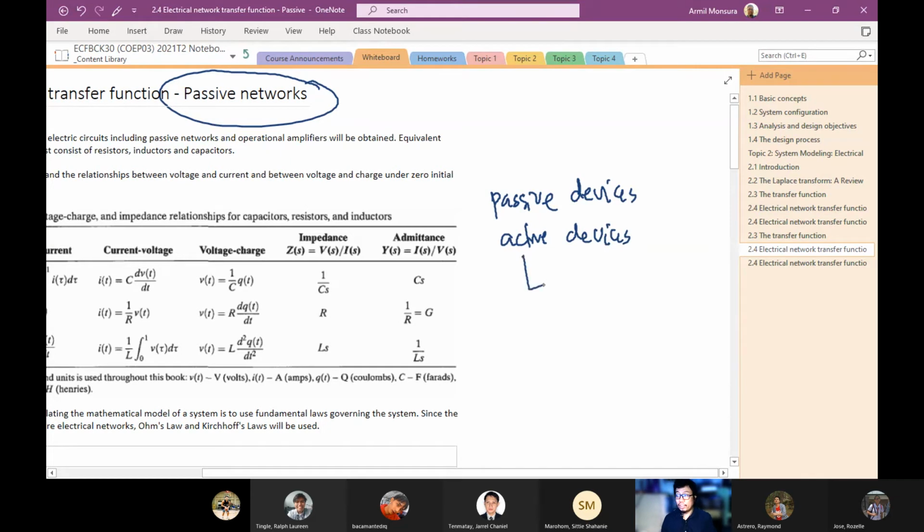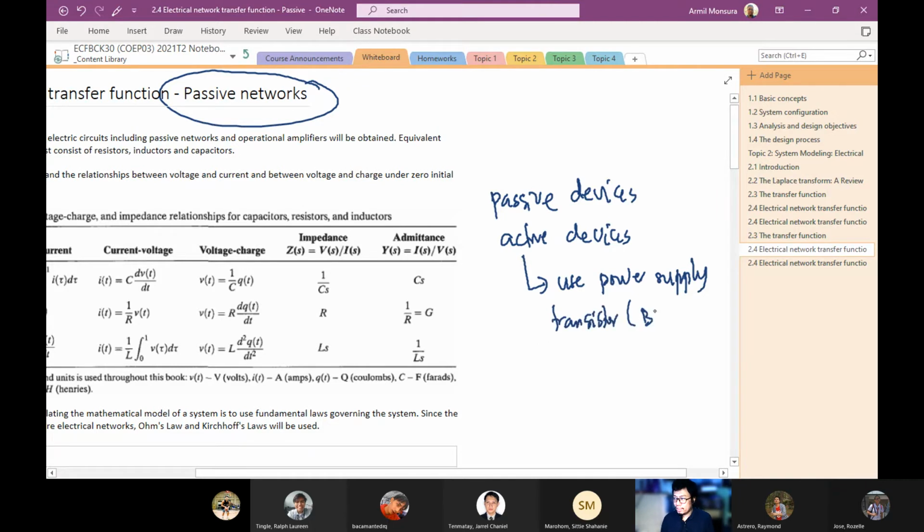Uunahin ko yung define yung active devices para mas ma-differentiate nyo siya. Yung active devices, these are devices that use their own power supply. So aside from merong supply yung circuit, yung mga active devices na to within the circuit has their own power supply. Ang mga example niyan is transistor.